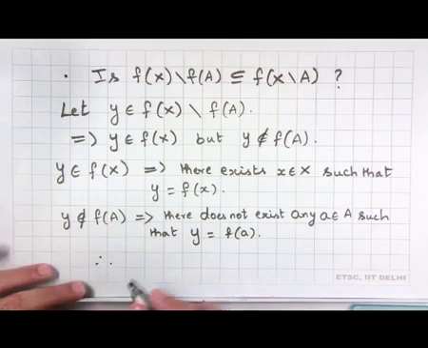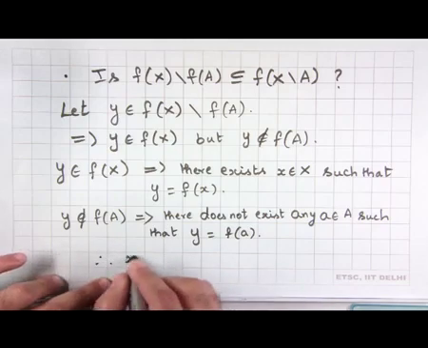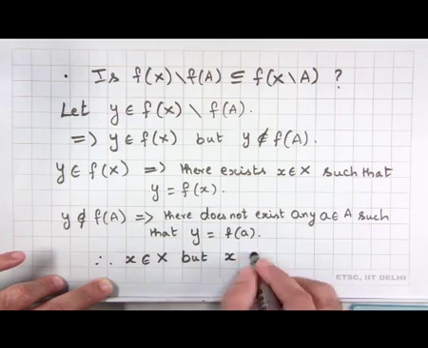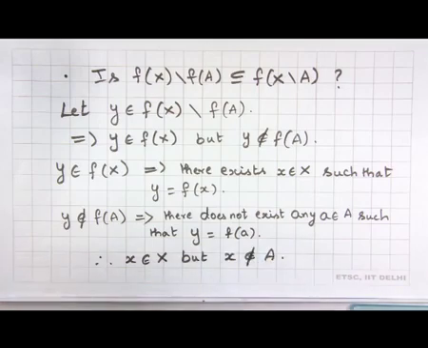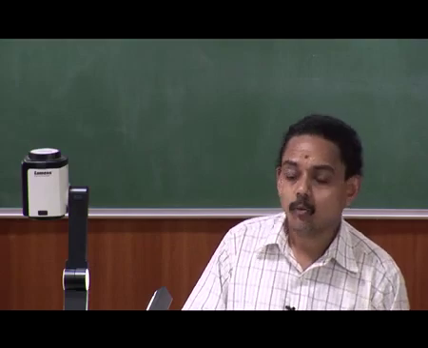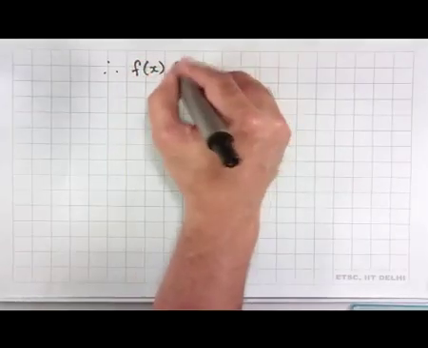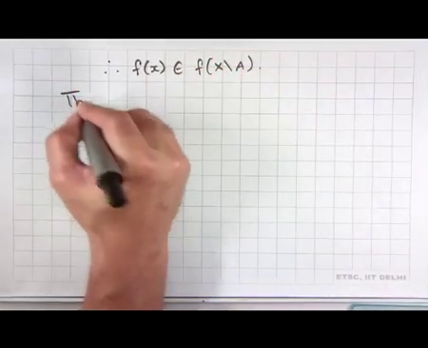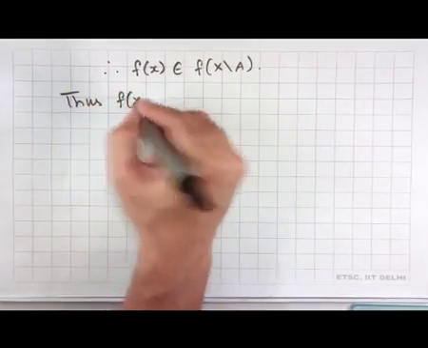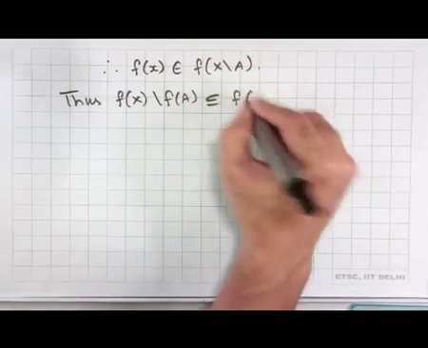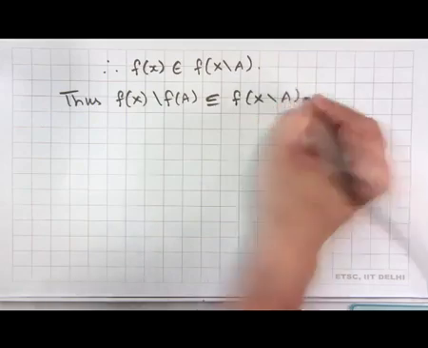Therefore, what these two statements imply is that x belongs to X, but x does not belong to capital A. We have produced an element of capital X which is not in A, whose image is y. So y equal to f x belongs to f of X minus A. Thus, f X minus f A is contained in f of X minus A. Fine.